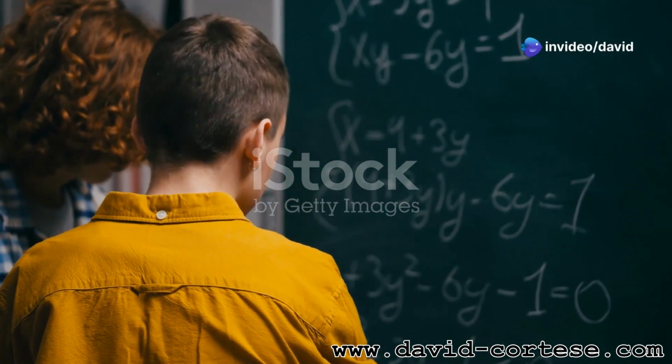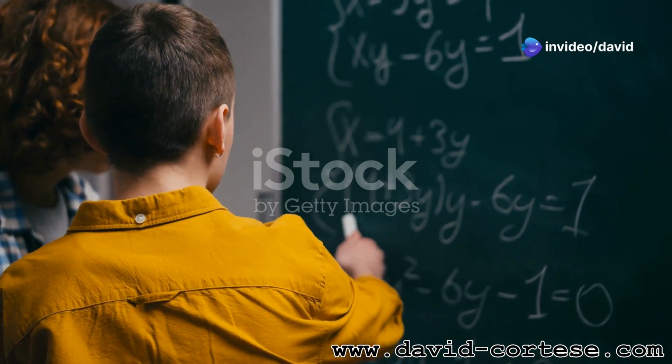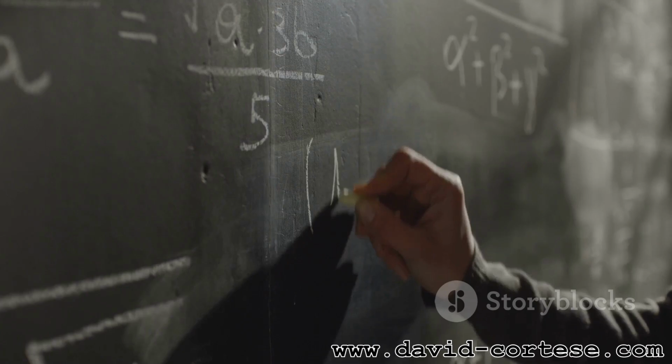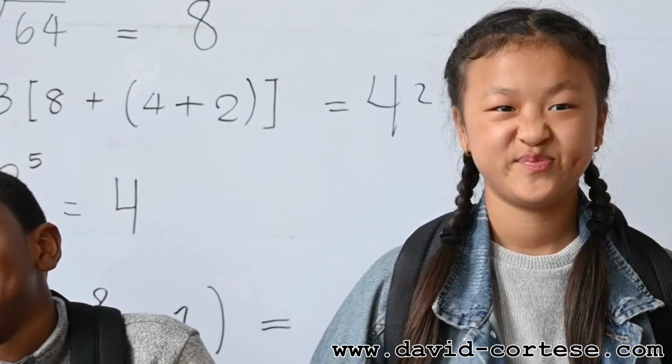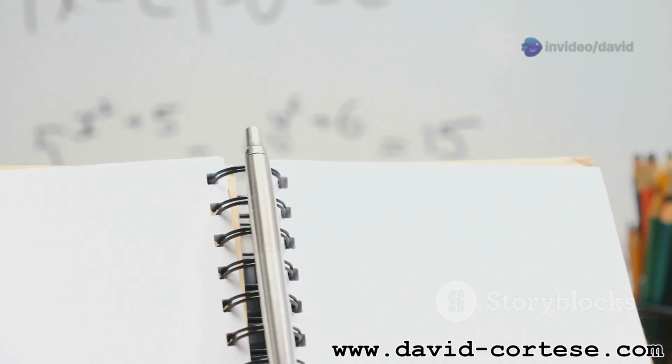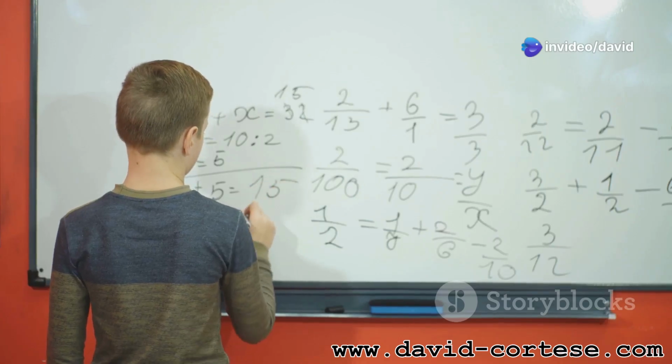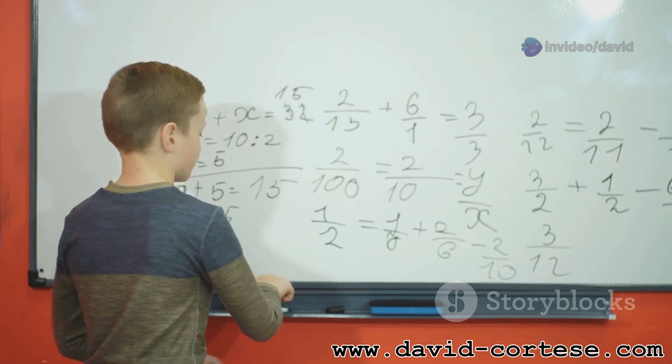One way to solve systems of equations is using the substitution method. It's like being a detective. First, choose an equation and solve for one variable. Pick one of the equations. It doesn't matter which one. Let's choose the first equation, x plus y equals 5. Now, solve for one variable. Let's solve for x: x equals 5 minus y.